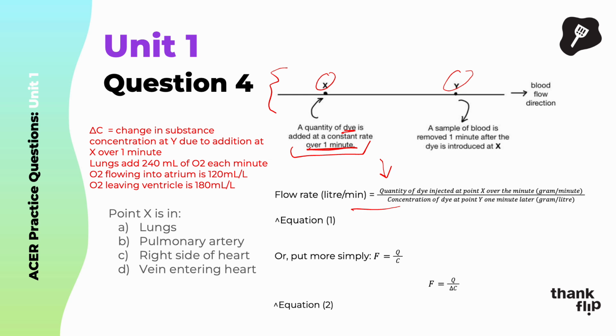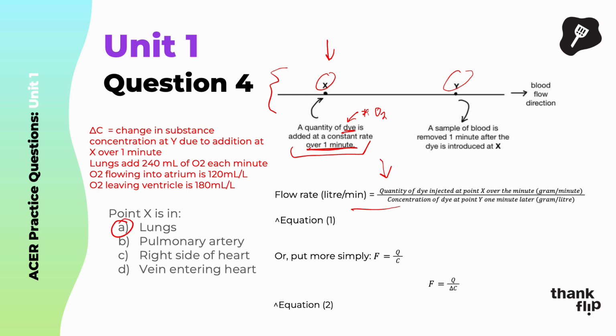So we know that at point X, we need to add a certain quantity of dye, which is, in our case, oxygen, over 1 minute. If you look at this question and use your pattern recognition skills, you'd be able to recognize that I was told earlier in the stimulus that the lungs add 240 mils of oxygen each minute. This matches up to what X is showing us, and so we can figure out that X is the correct answer.